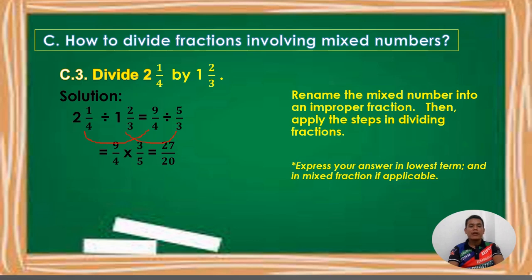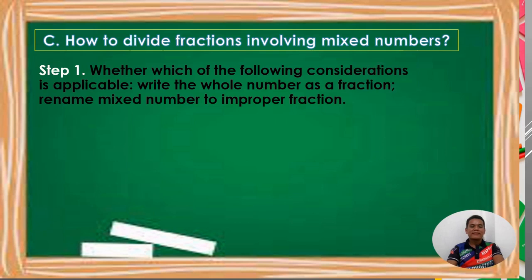But we need that one to change into a mixed fraction, a mixed number. 27/20 is equal to 1 7/20. How? Because 27 divided by 20 equals 1 and the remainder is 7. So these are the steps. Generally, these are the steps in dividing fractions.